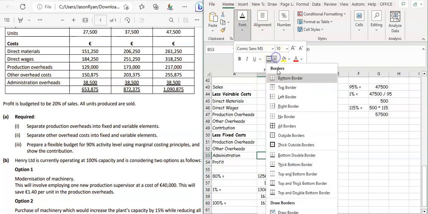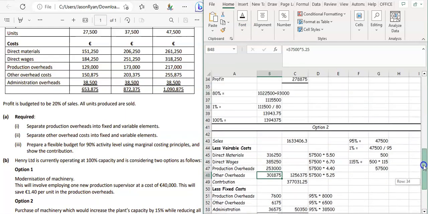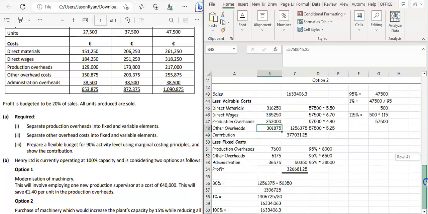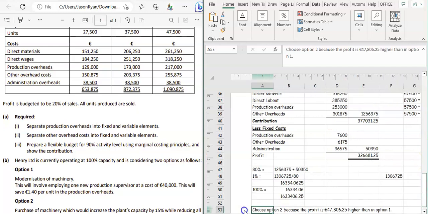So then we compare the two, the profit you're going to make with option 1 and with option 2, and see which one is the better of the two. The profit we're going to make up here is 278,875. The profit we're going to make here is 326,681. So the better of the two options is option 2. So choose option 2 because the profit is 4,806.25 higher than option 1. So we just took the two of them away from each other. Or you could just say what your profit is going to be.